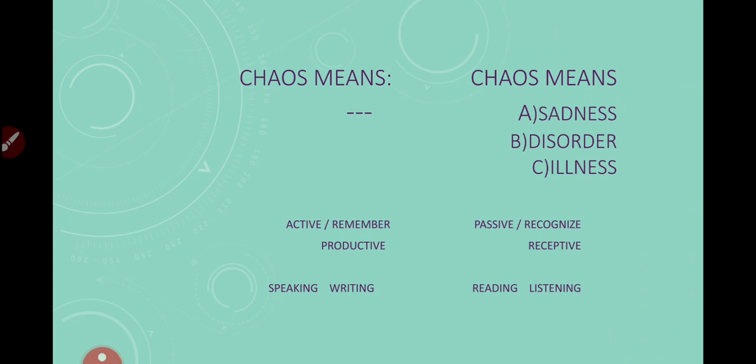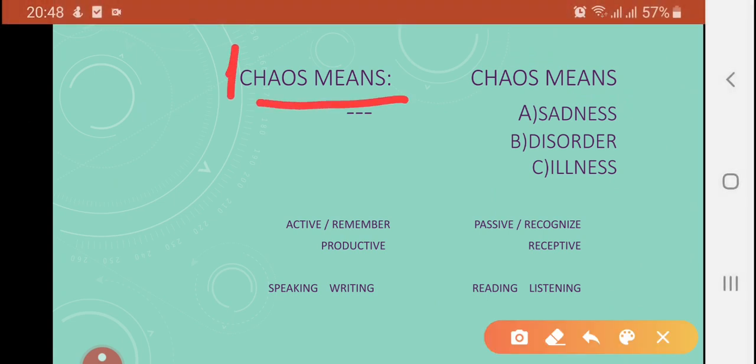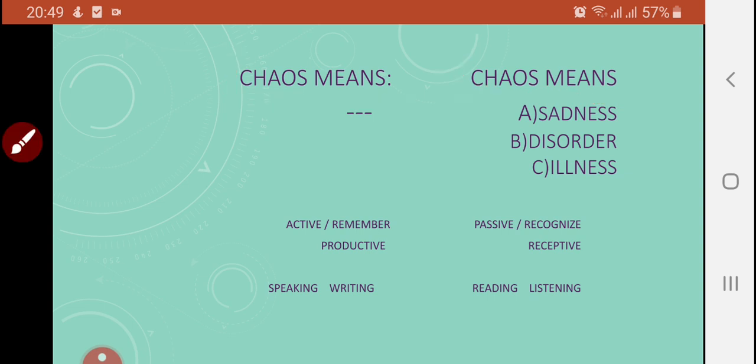Which of these two exercises is easier for you? Let me go through them with you. The first, "Chaos means something." In other words, they're asking you here, chaos means what? Or the second question, "Chaos means A. Sadness, B. Disorder, C. Illness." Okay, think about that for a second. Which of these two exercises was easier for you?